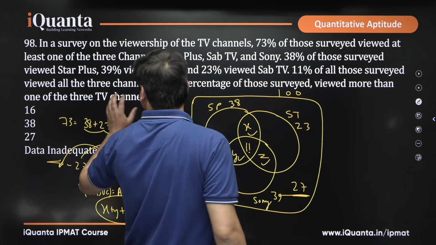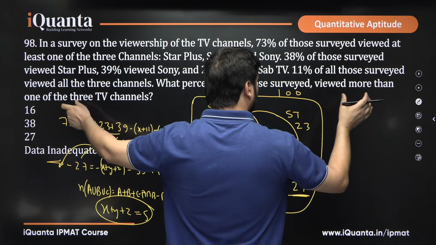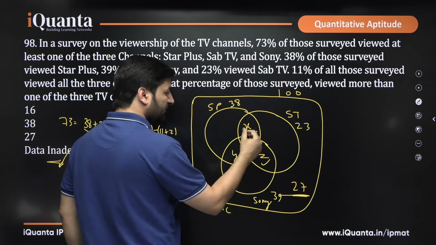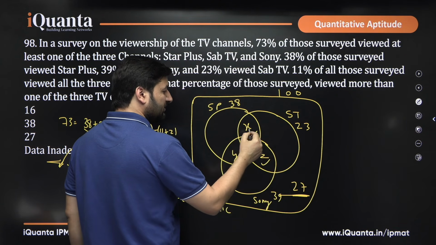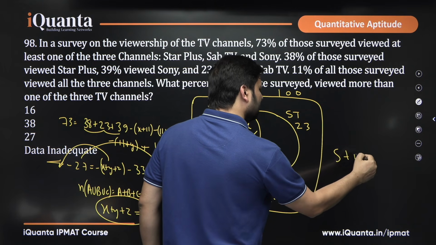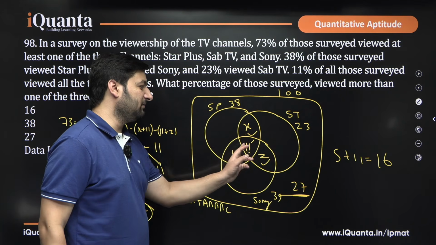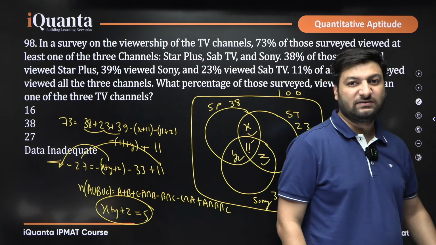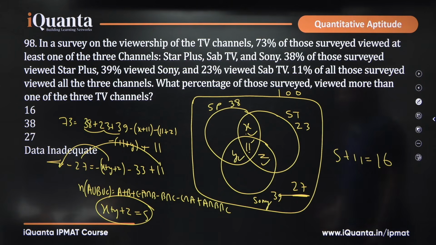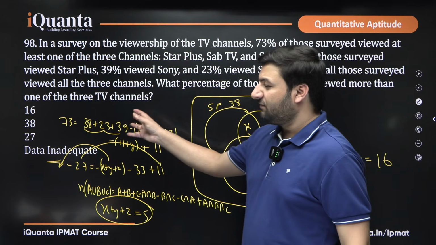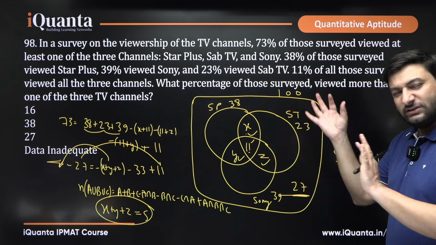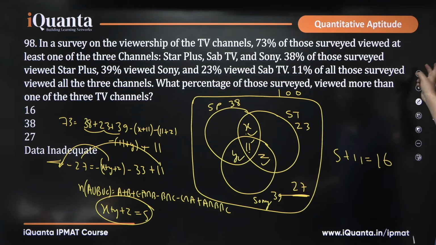It asked how many people view more than one of the three TV channels. So, more than one, we will count all three and all two regions. So, 5 plus 11, that will be 16. These three add up to 5, this is 11, 11 plus 5 is 16. That is it. Some of the students might be confused here, okay. So, you should know set theory as well, such questions can definitely come, okay.